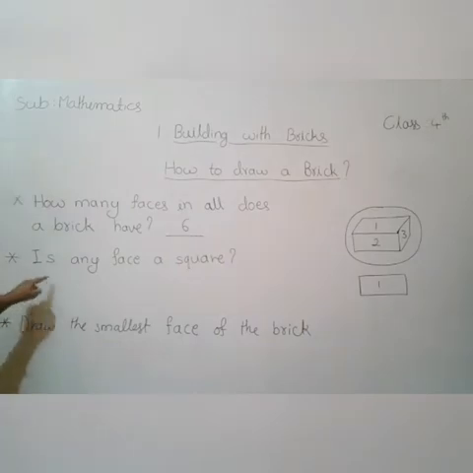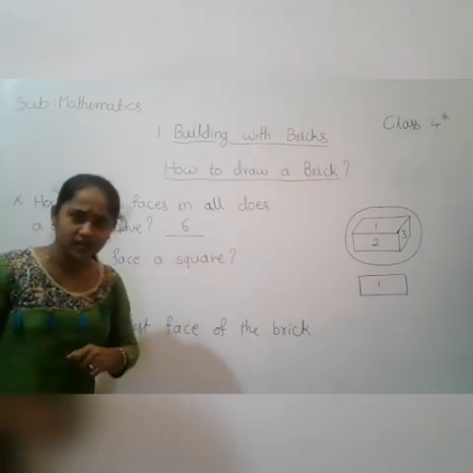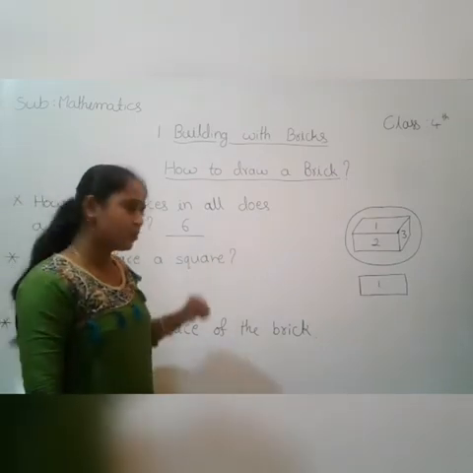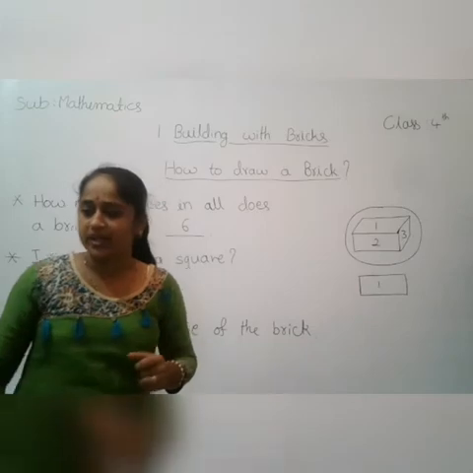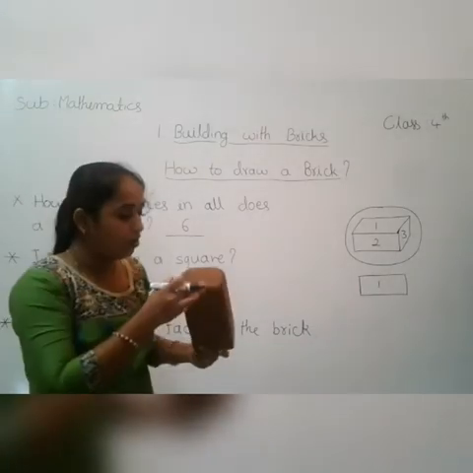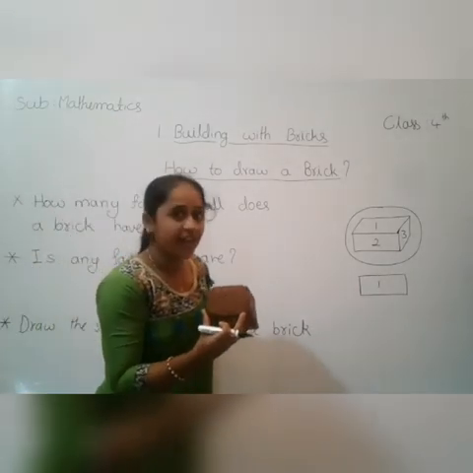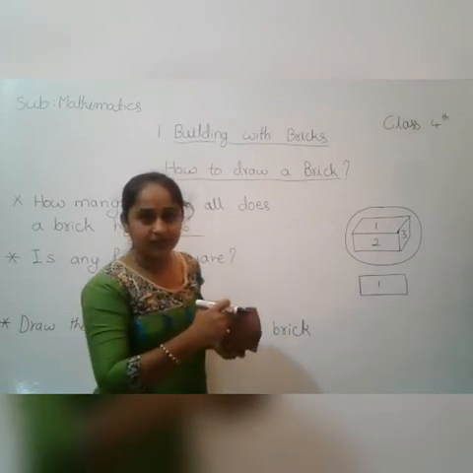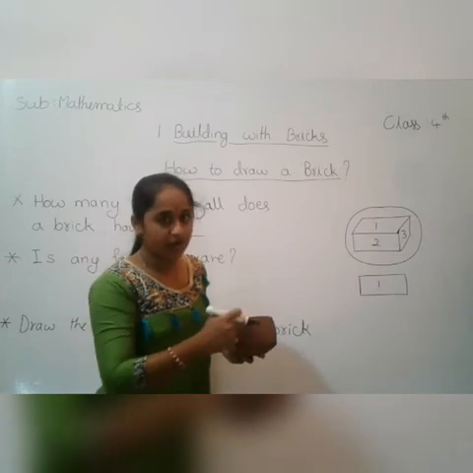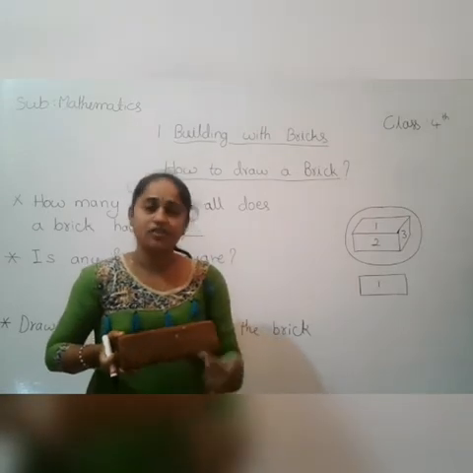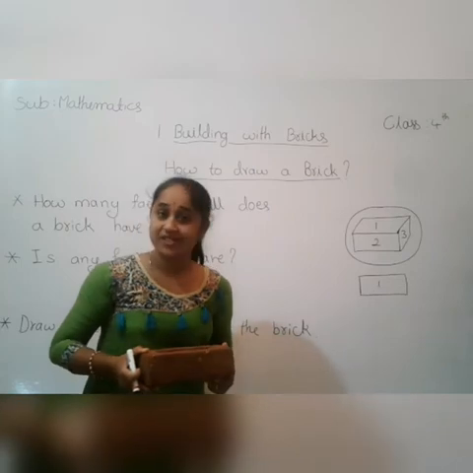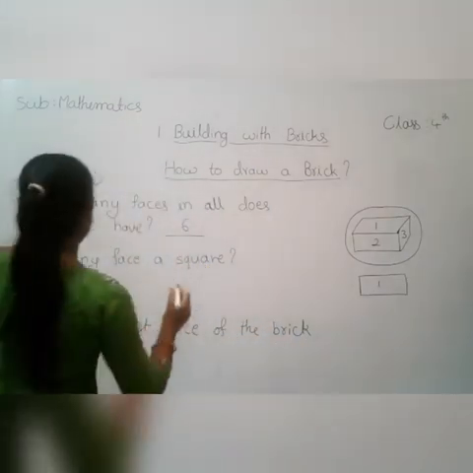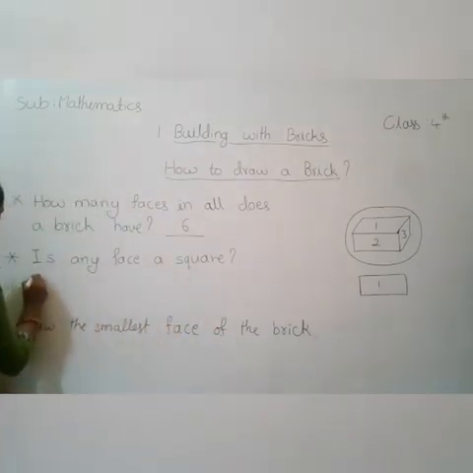Then, is any face a square? Does a brick have any faces in a square shape? No. A brick has all faces in rectangular shape. This is a small rectangle. This is not a square, it is a small rectangle. This is also a rectangle. Can you understand? So we have to write the answer no.